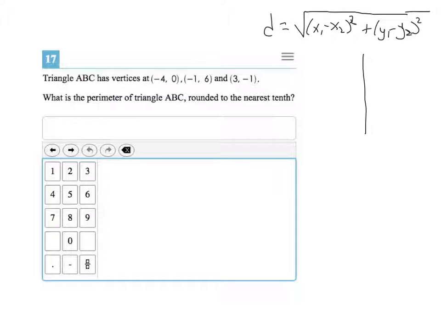So what this will be, if we have these points, (-4, 0), (-1, 6), which is here, and (3, 1) here. So I want to find the perimeter of this triangle, so really what I have to do is find the distance between all these sides and then just add them up. I want to round it to the nearest tenth. So I'll find the distance first between these 2 points.